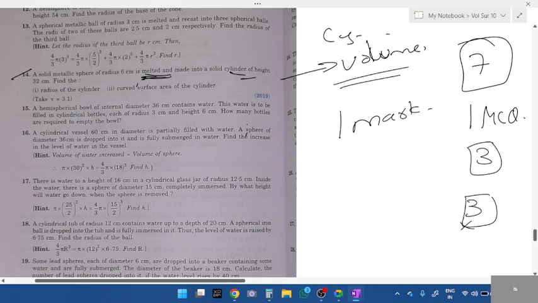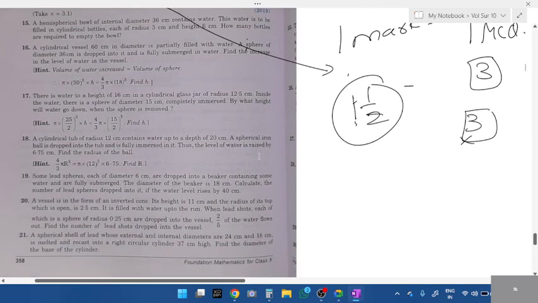Then they have asked us to find the curved surface area, radius of cylinder. Whatever basics you know, just write it. Don't try to skip, write it. Out of 3, you'll definitely get 1 or 1.5 marks. Do the same thing. Whoever feels volume is tough, and even in word problems, same thing. That's it. We'll continue tomorrow.